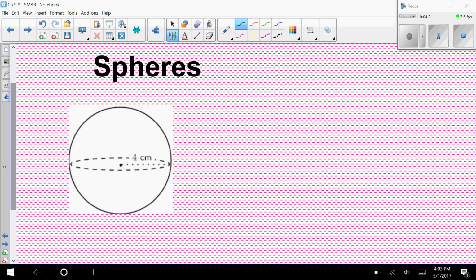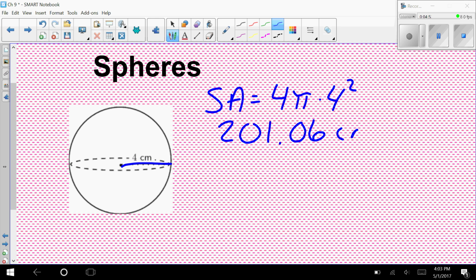So you have a sphere here, and that length right there is 4. That is your radius. So for the surface area, I do 4 times pi times my radius of 4 squared. Plug that in my calculator, and I get 201.06 square centimeters. Remember, surface area is always units squared.